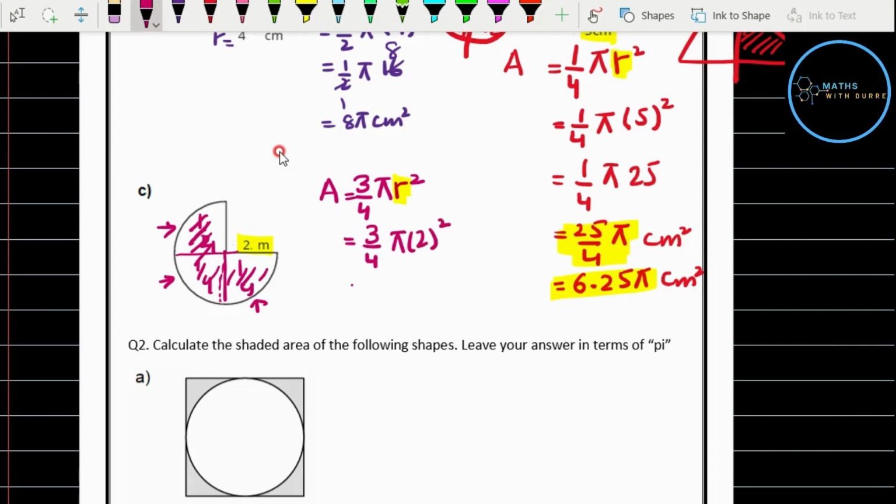Okay. Now 3 upon 4 will remain the same. There will be no change. 2 times 2 is giving you 4. Now you can do the cancellation. The answer is 3 pi centimeters square. Sorry, in the question statement there is only meter. So you can go with the same unit, because meter is given only, right? So meter square. Okay.